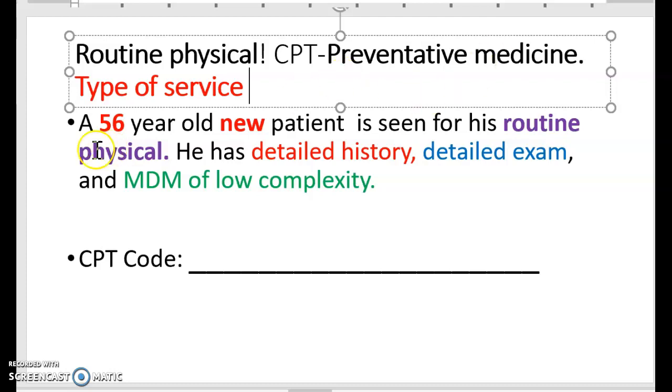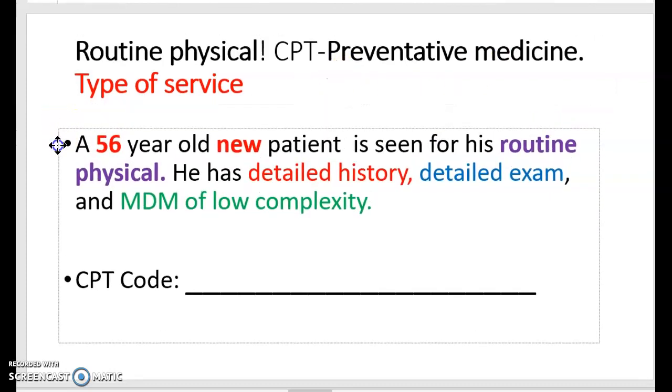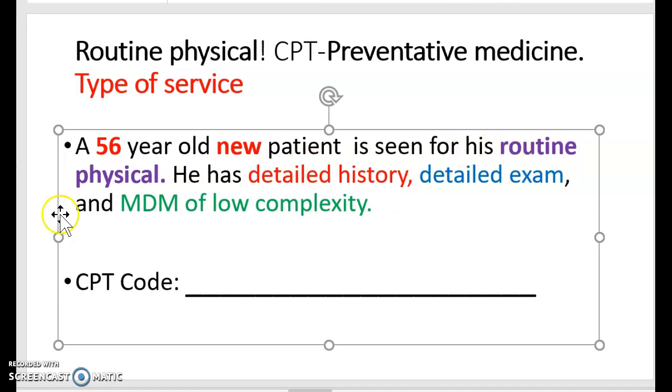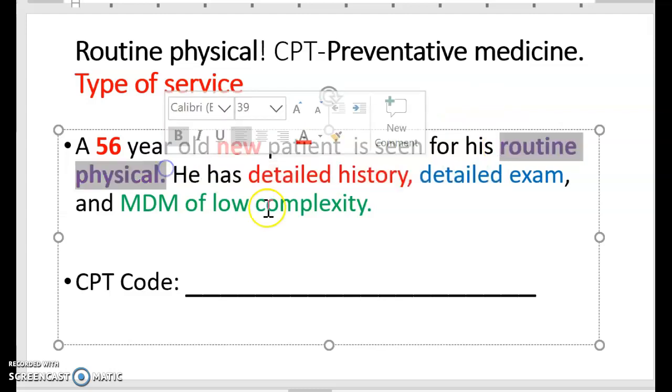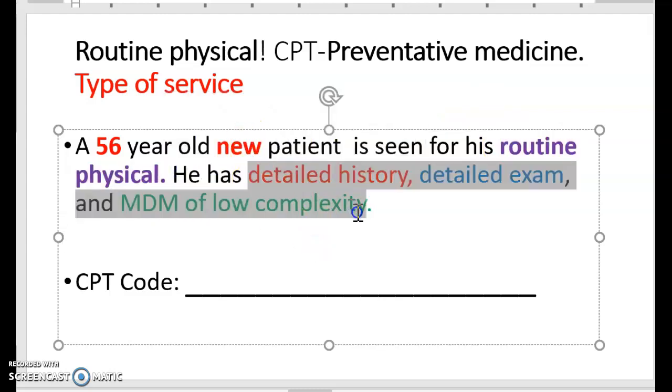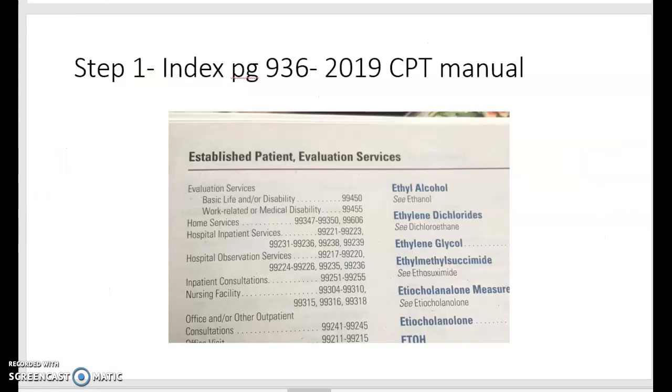So let's review the question. We have a 56-year-old new patient seen for routine physical. Remember, routine physical? I'm thinking preventative medicine, child care, annual visits, annual physical. Any such thing is a routine physical. The keywords given are 56, the age, the status, the type of service, and the 3 key components. Okay, so let's move on.